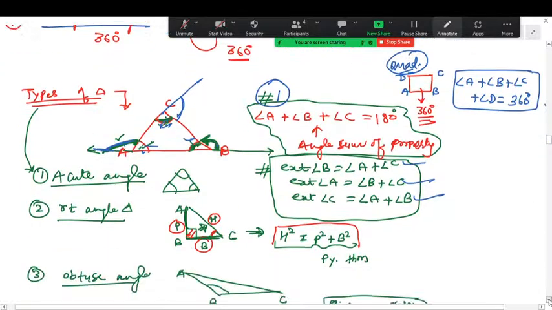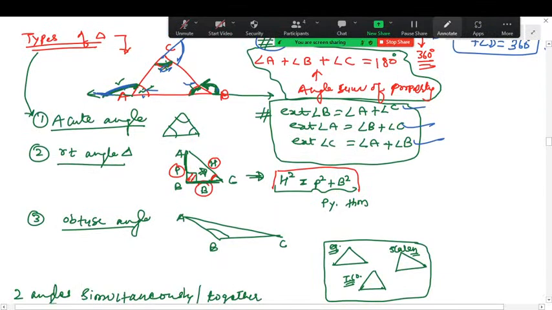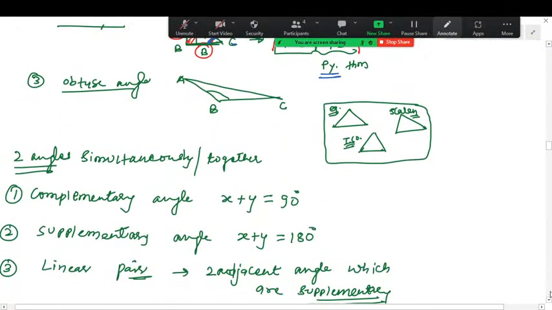Then we have the right angle triangle in which one angle is 90. The side just opposite to this is going to be the hypotenuse, and the other two sides can be considered as perpendicular and base. If C is your angle, you will consider AB to be perpendicular and BC to be base. And here you can apply the Pythagoras theorem, which is hypotenuse square is equal to perpendicular square plus base square. Similarly, an obtuse angle triangle is a triangle in which one angle is more than 90, that is an obtuse angle.